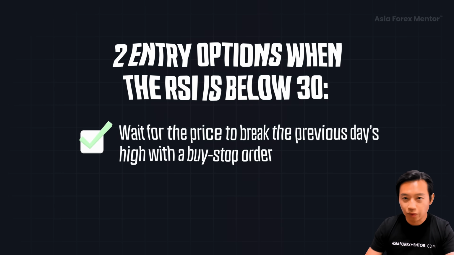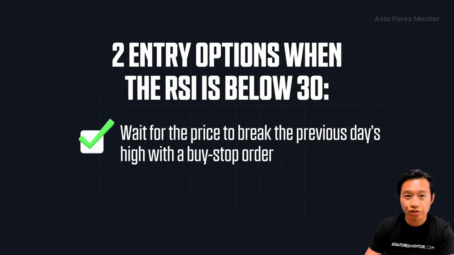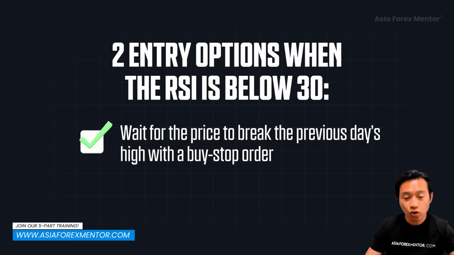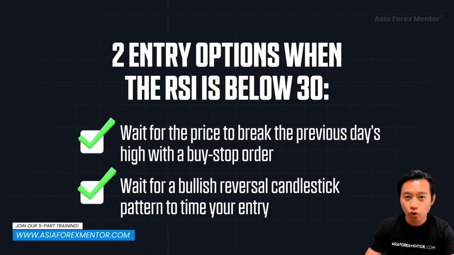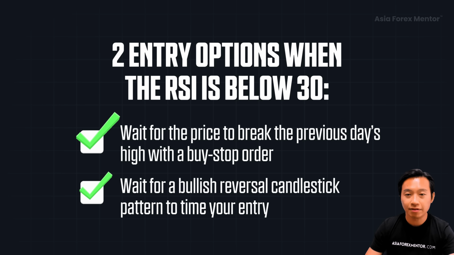There we go. We talk about the two entry options, right? When the RSI is below the 30. Number one is for price to break the previous day high, place a pending buy stop order. Number two is to wait for a bullish reversal candlestick pattern. That's where you can time your entry specifically.